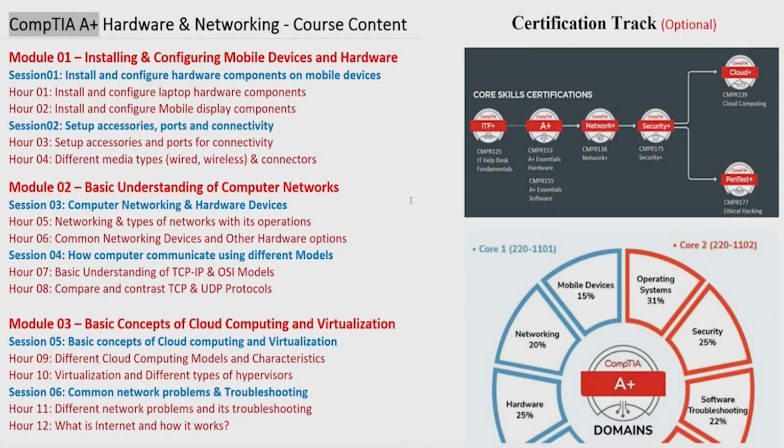Company, they are providing the A plus certifications. A plus means, if you can see the track of certifications, their first certification is ITF plus. ITF plus means they are providing the material for the engineer who knows the IT help desk.